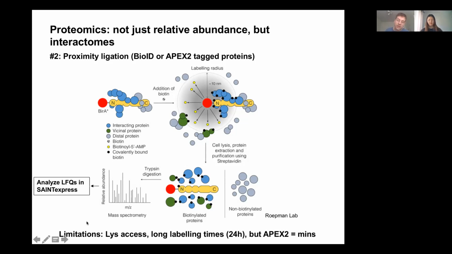There are a few limitations of this BioID setup. It labels lysines, so it relies on having accessible lysines on proteins. And for the first iteration of BioID, the labeling times are long, but now they've made TurboID and APEX2, which operate on similar principles but can be done a lot faster, as opposed to incubating your cells with biotin forever.